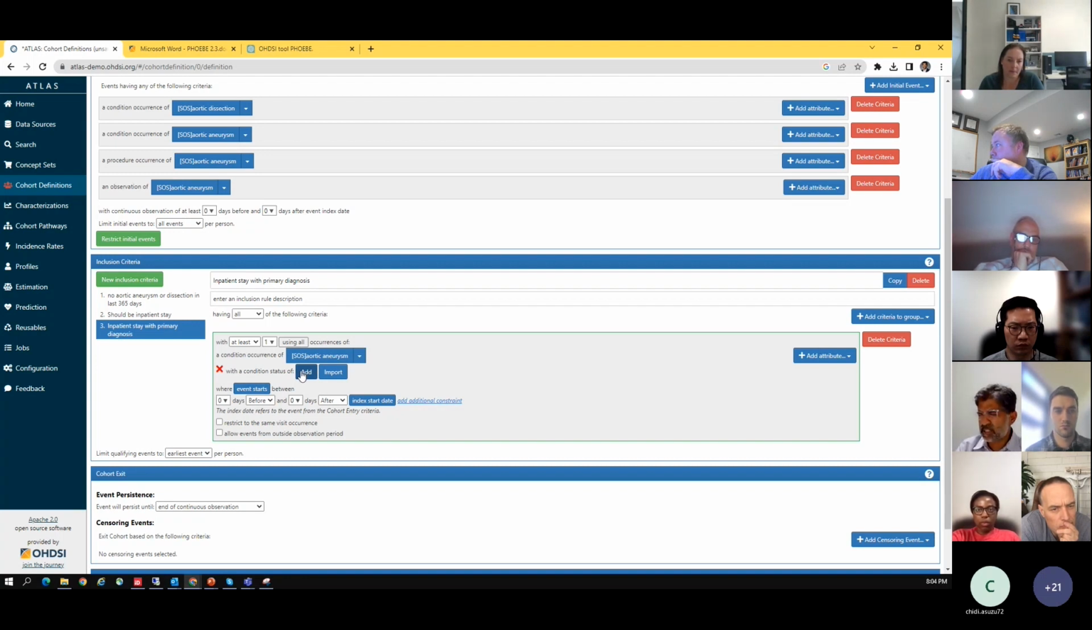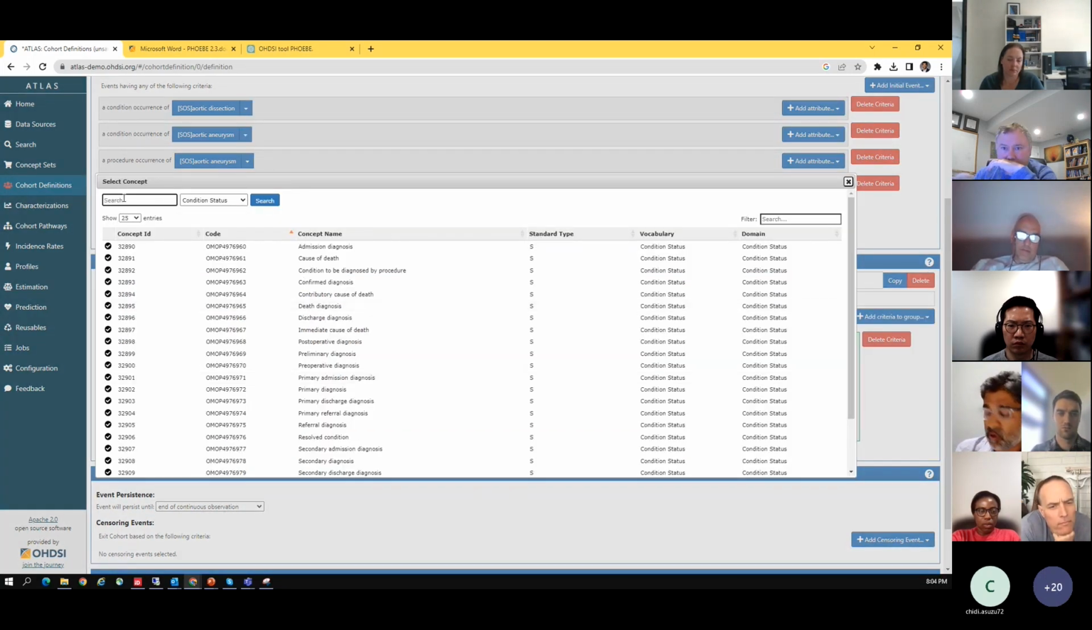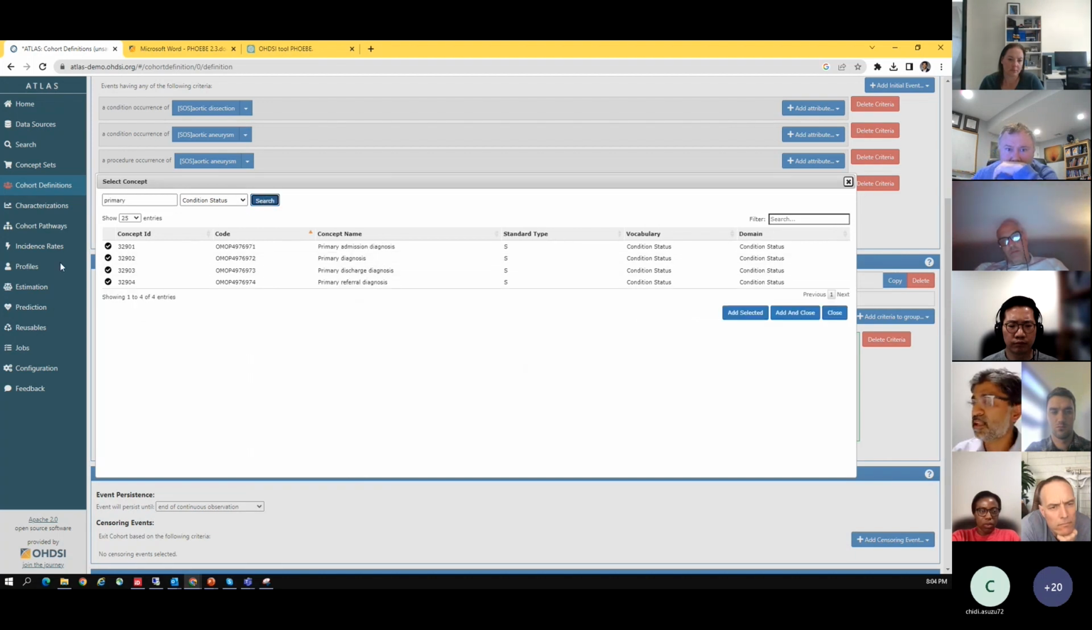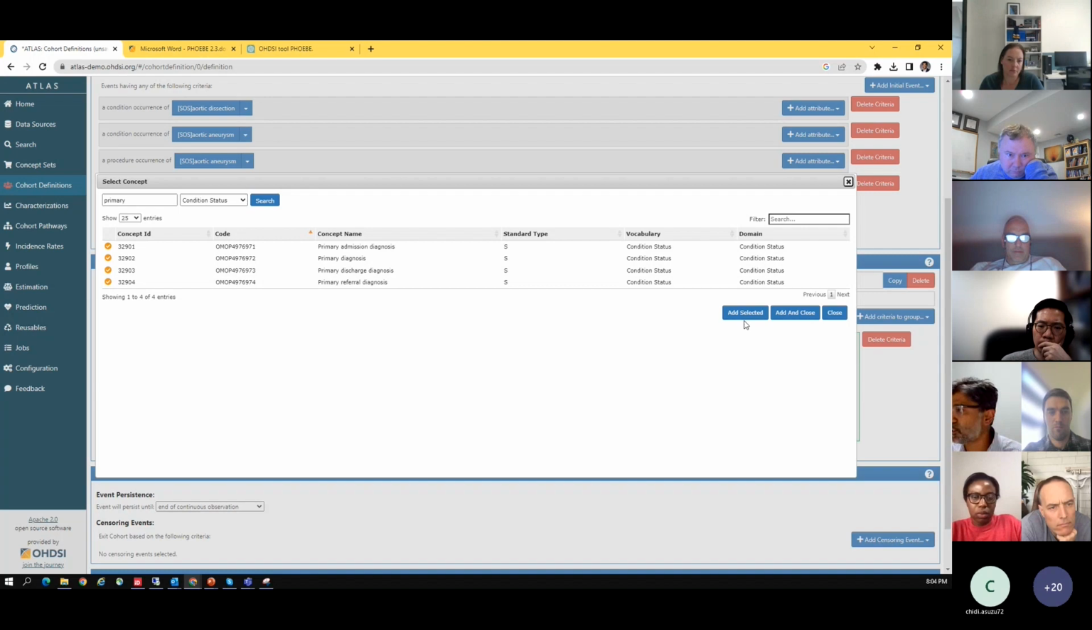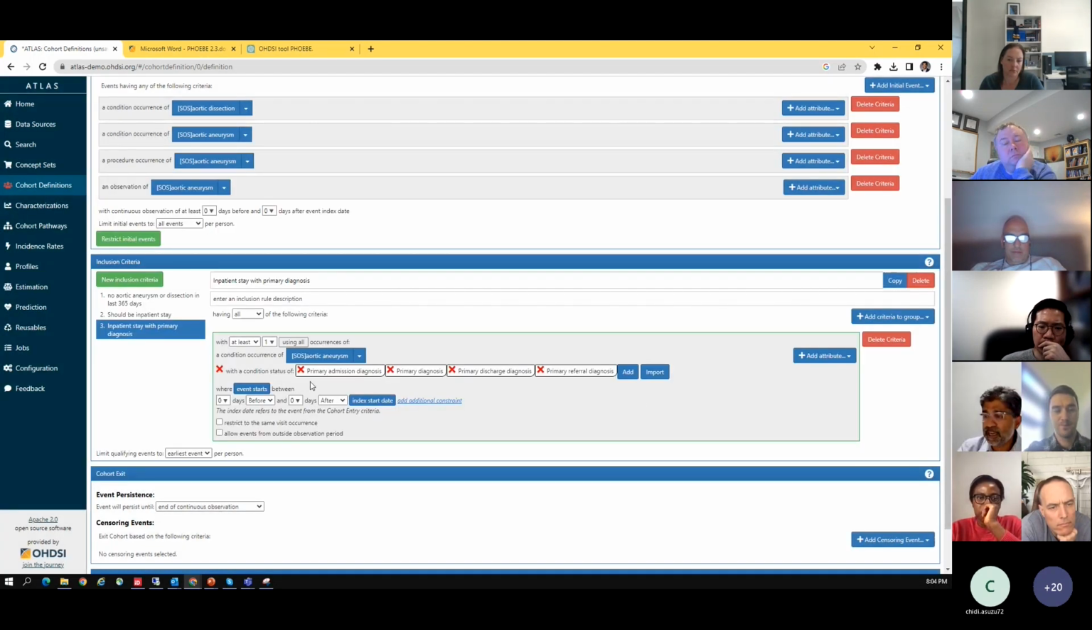The usage of primary versus secondary is mostly a US claims data construct that may not be present in many other data sources that do not have the conventions of US claims-based data. So this particular rule, when implemented, may not generalize to data sources that do not have this concept of the primary diagnosis. Given that caveat, I'm going to search for primary here. And there are these codes: primary admission diagnosis, primary diagnosis, primary discharge diagnosis, maybe primary referral diagnosis too. I'm going to add these here. That gives me the condition occurrence of aortic aneurysm with the status of primary diagnosis as represented by condition status code. Temporally, it's on the same day as the entry event criteria.